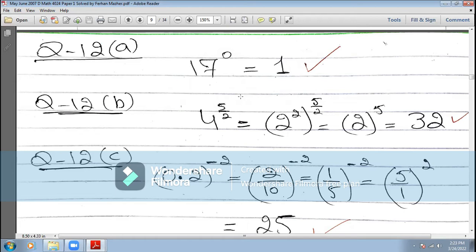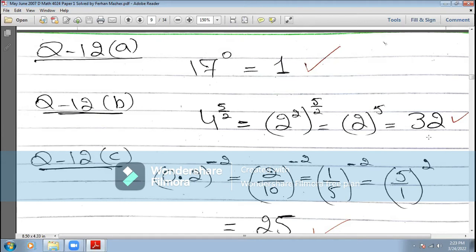In the place of 4, I can substitute 2 square. 2 square is equal to 4. So in the place of 4, I will substitute 2 square. So 2 and 2, and the power of the power multiplies with each other. So this 2 when multiplied with 5 by 2, 2 cancel. So you are left with 2 raised to power 5, and 2 raised to power 5 will be 32.